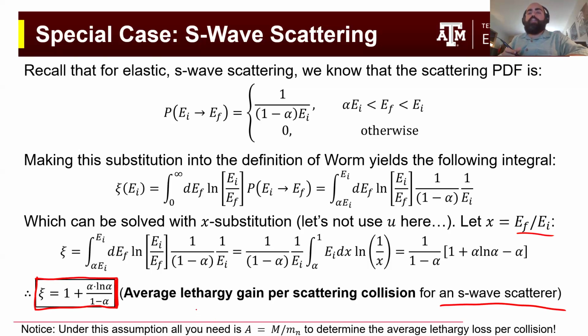So this is a formula that we can use to compute how much lethargy a neutron gains in a collision. Notice the lethargy gain per collision only depends on alpha, which means it only depends on the ratio of the mass of the nucleus to the mass of the neutron. If we know the atomic mass of a substance, we could figure out the average lethargy gain per collision. We just have to assume that it's S-wave scattering. And like we already showed, that's a decent approximation for most nuclei in the slowing down range and below the ranges that we were talking about.